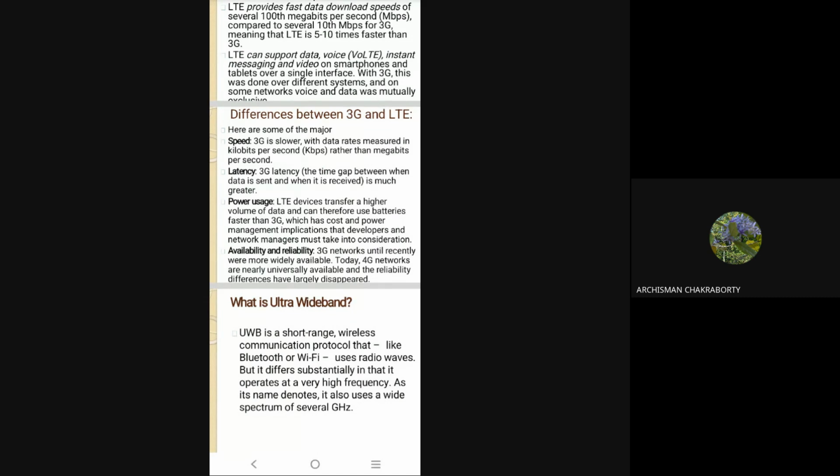Availability and reliability. 3G networks until recently were more widely available. Today, 4G networks are nearly universally available and the reliability differences have already disappeared.